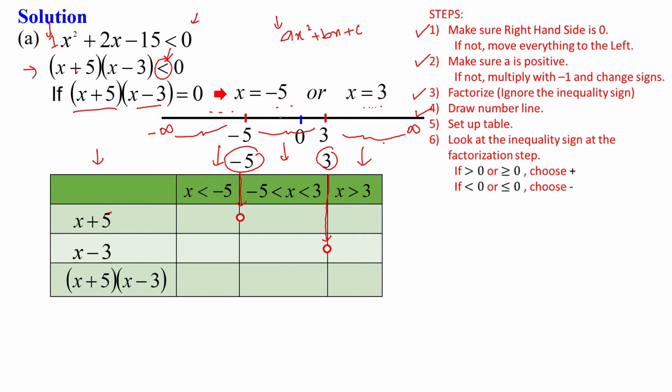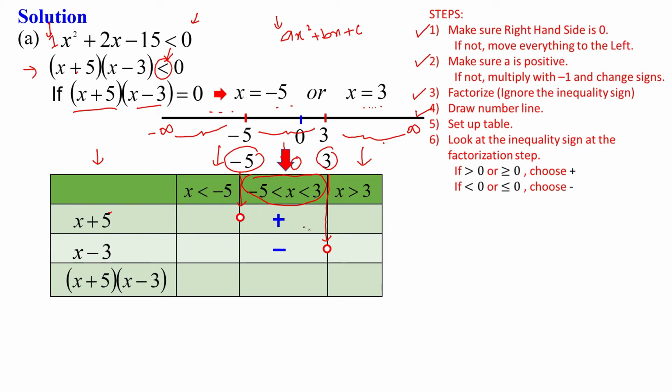Since you want to know at this region, between -5 and 3, what is the sign here? Is it positive or negative? We can just choose any number between them. So let's say we choose number 0, because 0 is between -5 and 3, and that's the simplest number. When you substitute in 0 into this factor, the first factor, 0 plus 5, the value is positive. Next, substitute in 0 as well to the next factor. 0 minus 3 is negative.